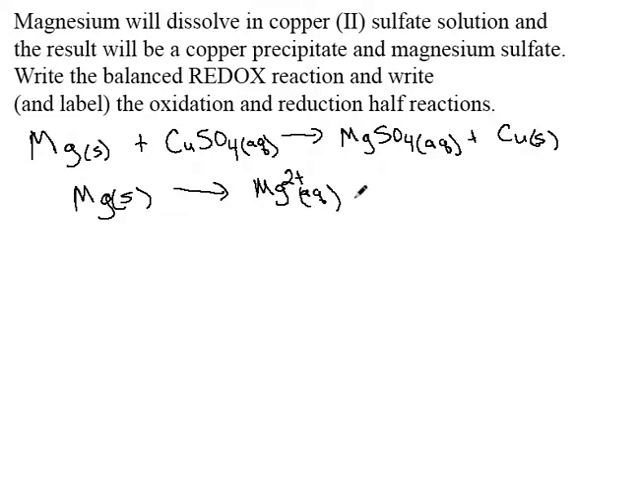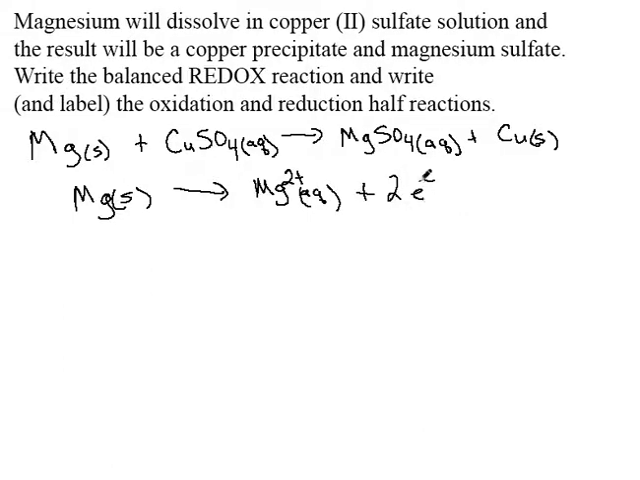The other part of balancing this half reaction is that we need to balance the charge. On the reactant side, magnesium metal has no charge. On the product side, magnesium ion has a 2+ charge. The only way that we can balance charge is by adding electrons. Electrons have a charge of -1. Since the reactants have no charge and the products have a 2+ charge, we need to add 2 electrons to balance the charge.